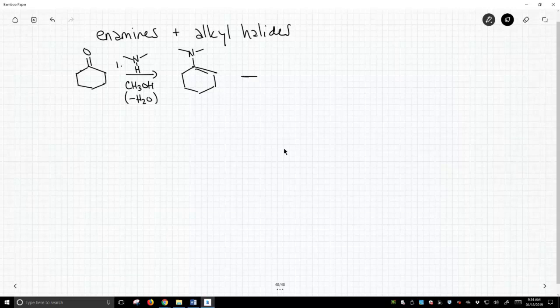Once you have your enamine, then we can react this with an alkyl halide. Now, an enamine is a moderate nucleophile, and it's just strong enough to attack an alkyl halide. We need to make sure we have a primary halide for these reactions. And it's the nitrogen on the alkene that pushes its electron density in, and that is nucleophilic enough to eject a halide.